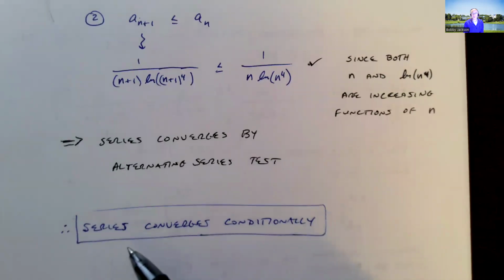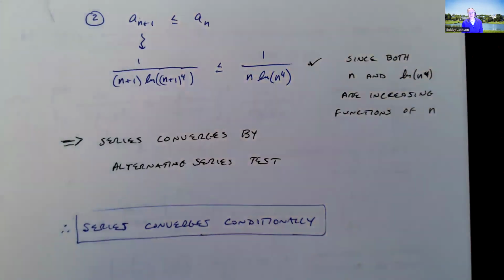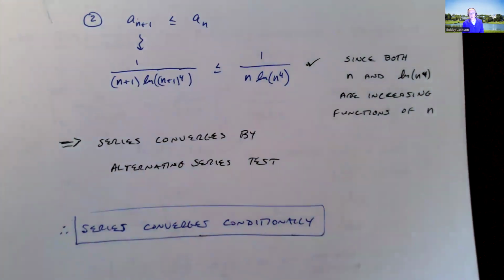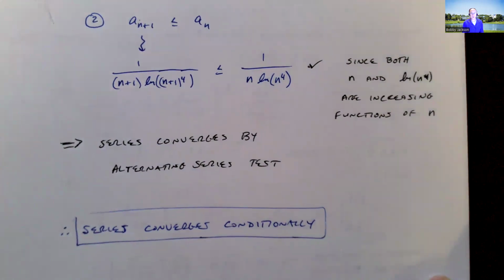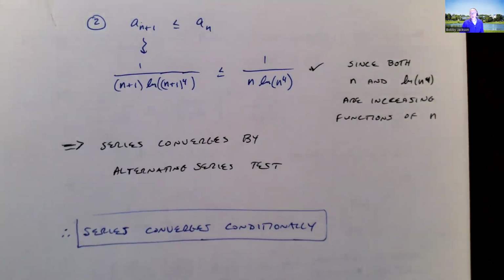That means this series converges conditionally. It's convergent, but the absolute value of the terms, if we add those up, that is divergent. So it converges, it's good, it's just not absolutely convergent, which is really nice. Okay, I hope this makes sense.